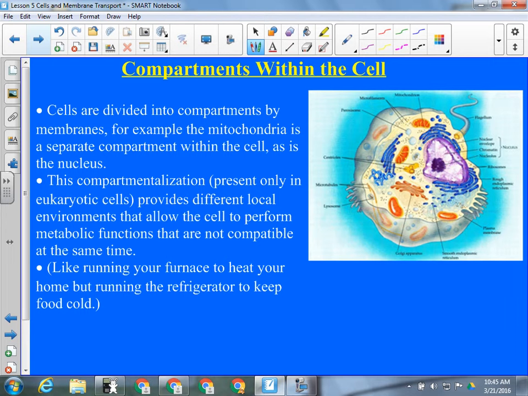Okay. So the nucleus, obviously it has its own membrane, okay, and it protects all the DNA and everything from everything else within the cell, right? And so we've got to be mindful of those kinds of things, okay?